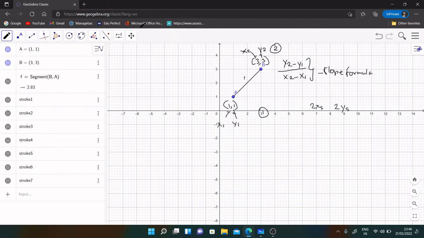This will work even if you assign this as x2, this as y2 and this as x1 and this as y1. But you can't mix and match. You can't say this is x1 and this will be y2. That's going to give you a wrong answer. Because if one is x1, the other one in that coordinate is y1. If one is x2, the other one is y2.